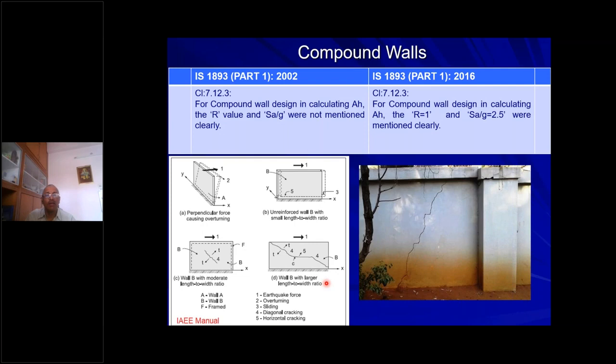Now coming to the compound walls, for compound wall design, in calculating the horizontal earthquake acceleration coefficient, the R value and Sa by g were not mentioned clearly in the old code of practice. But now in the new code of practice, they mention that R, the response reduction factor, is to be taken as 1, and Sa by g to be taken as 2.5. That's where the code mentions this.